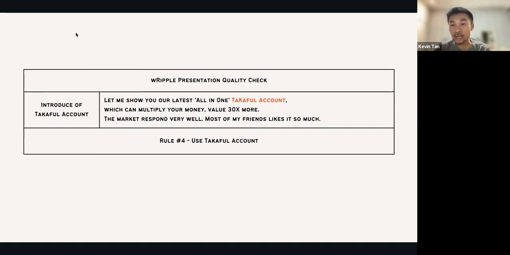So all these rules apply when you come to the exam. In the exam, we're going to have a role play and we will check. If you don't use the words Takaful account, and you say, oh, you buy this Takaful policy, you buy this Takaful, no account, then we fail you. No, do it again.